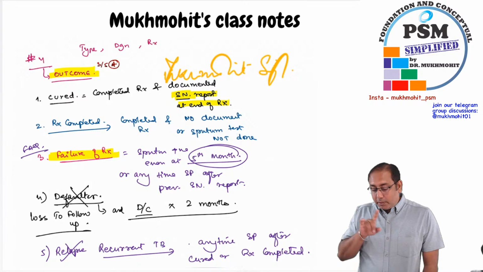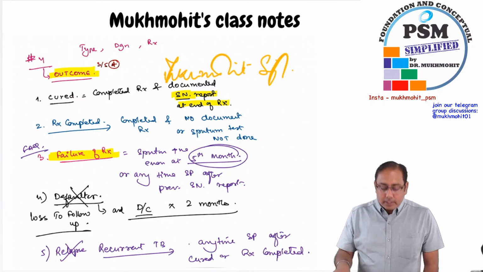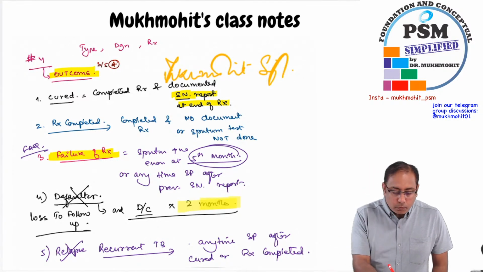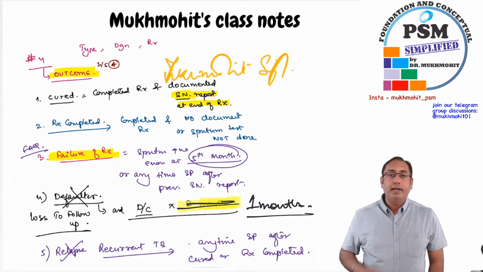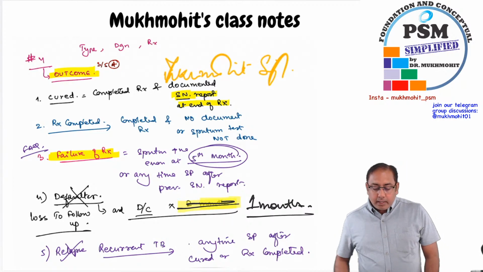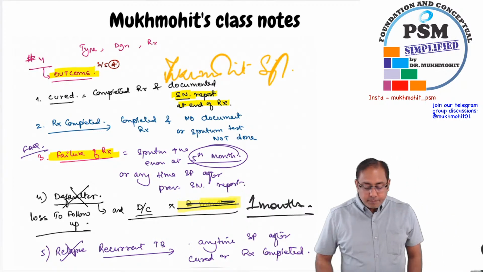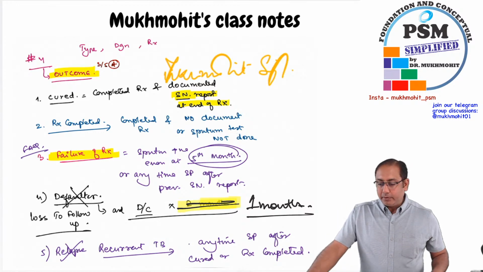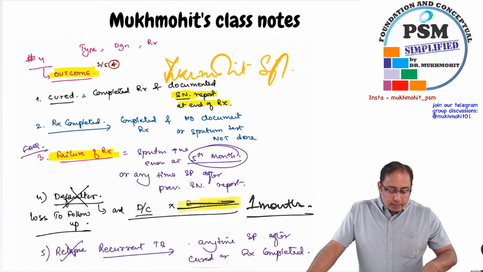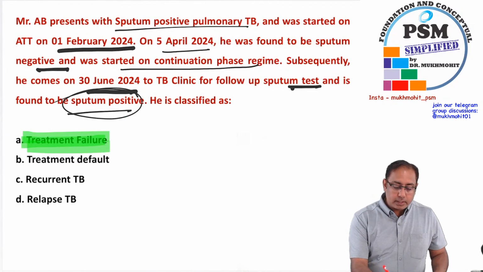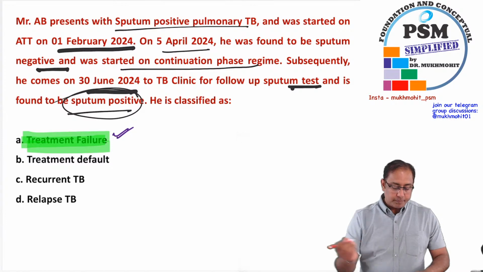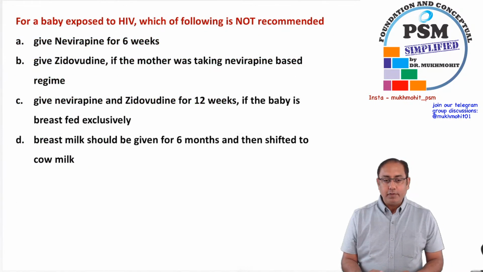We can also have a loss to follow-up case. Loss to follow-up is if the patient has started on treatment and discontinued for at least 1 month. At least 1 month; the criteria has been updated. It is now at least 1 month. And recurrent TB is anytime sputum positive after cured or completed treatment. That is what we call recurrent TB. So the absolutely correct answer is treatment failure.